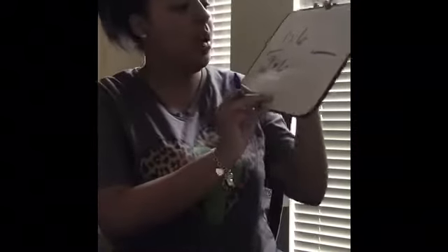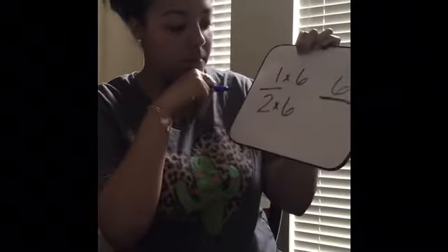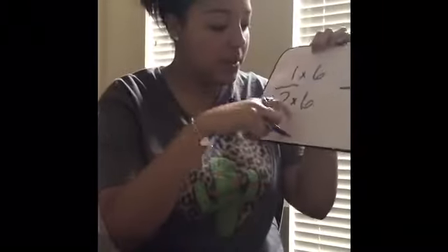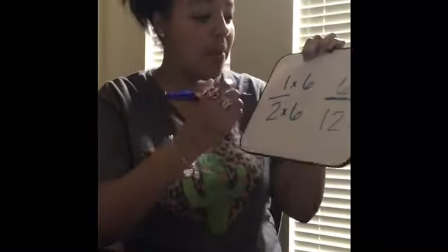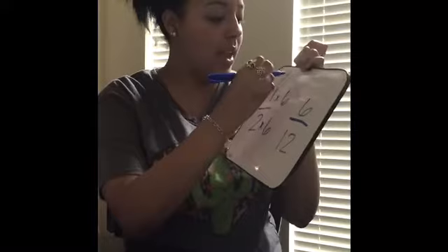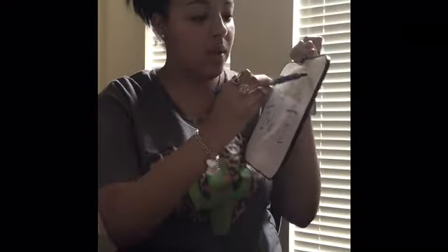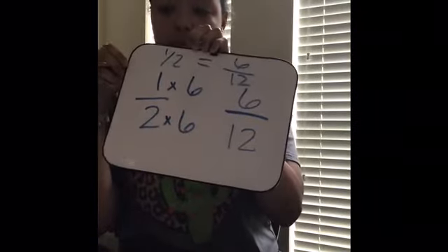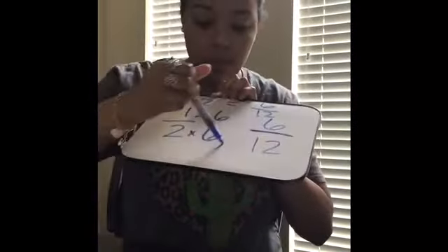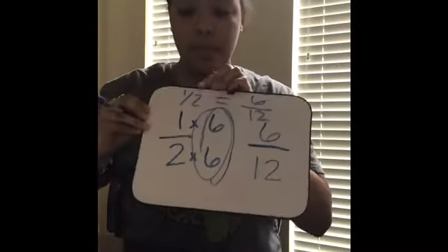Okay, so I'm going to multiply 1 times 6, and I'll get 6. Then I'm going to multiply 2 times 6, and I'll get 12. So that means that 1/2 is equal to 6/12. So there's a pattern. That's our pattern right here. Okay.